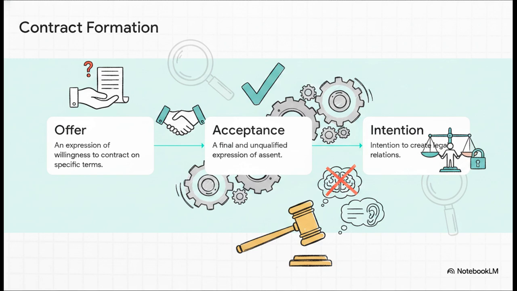First up, an offer by one party. Second, an unequivocal acceptance by the other party. And third, an intention to create legal relations. Crucially, the courts use an objective test here. They don't try to mind read to see if the parties subjectively agreed in their heads.